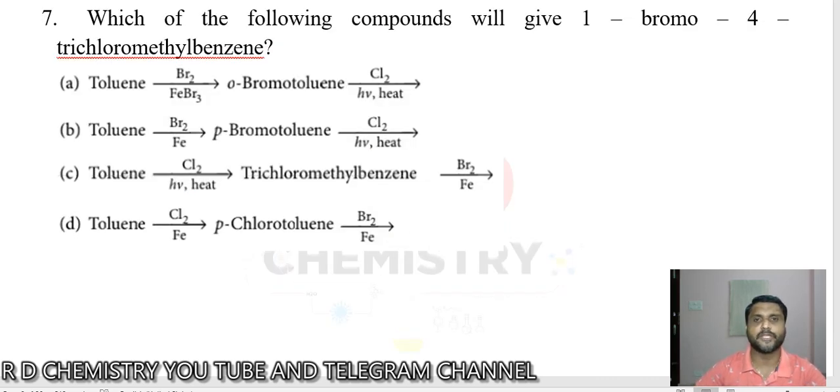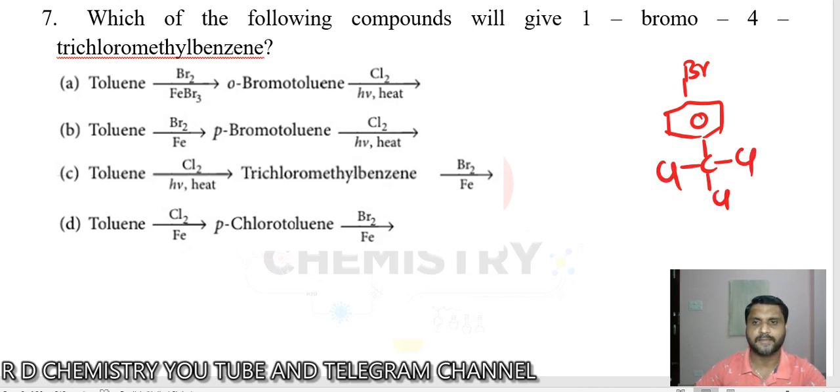Question number 7. Which of the following compounds will give 1-bromo-4-trichloromethyl benzene? This is a benzene. Let me write 1-bromo, at the 4th carbon atom, trichloromethyl benzene. Methyl is CH3. Okay. So Br and the CH3 in the initial compound should have been para to each other. Okay, so let's take toluene. I'll start with option number B.